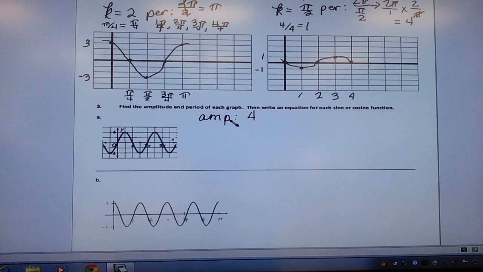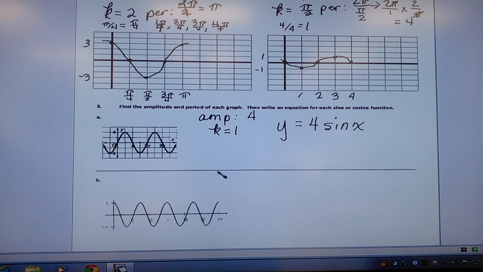Now we need to find k. So we want to look for how many periods this function has between 0 and 2 pi. If it's the sine function, it goes 0, max, 0, min, 0. So it started at 0, reached its max and minimum values, and came back to 0 by 2 pi, and it did that all in one cycle. So that means that k is 1. So our function is y equals 4 sine x.